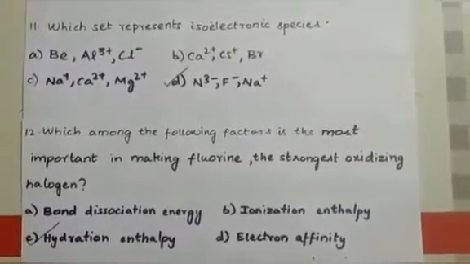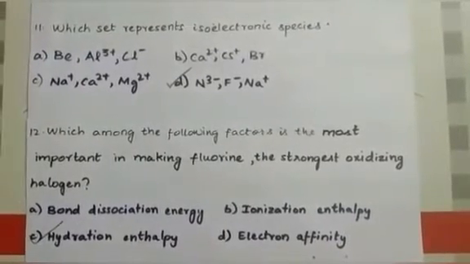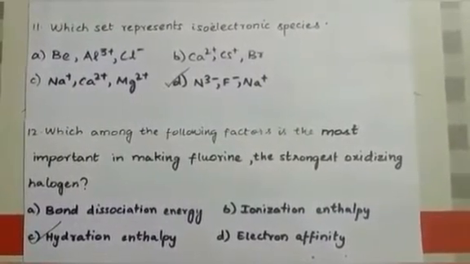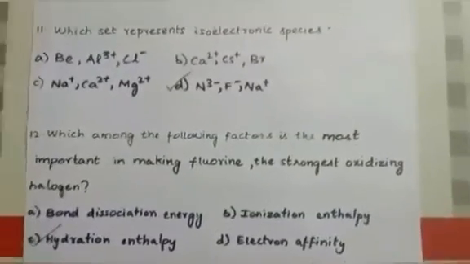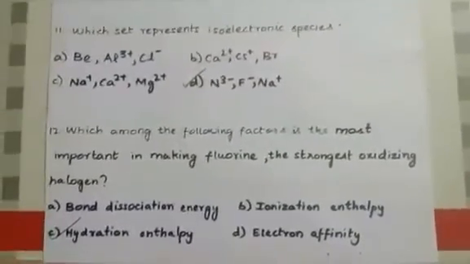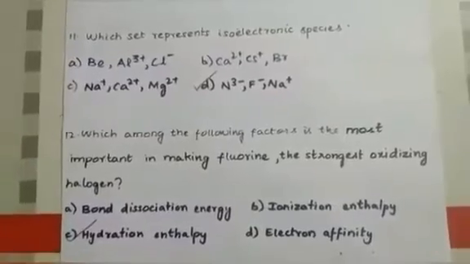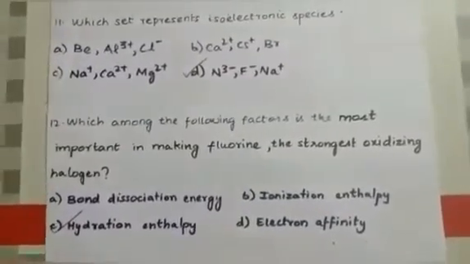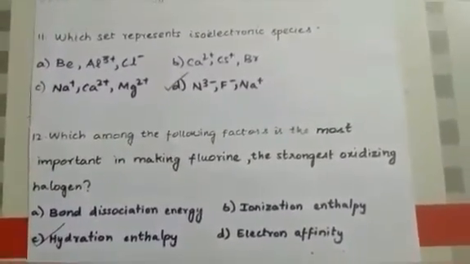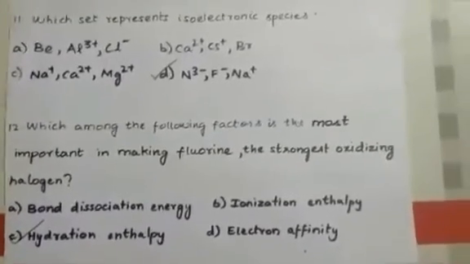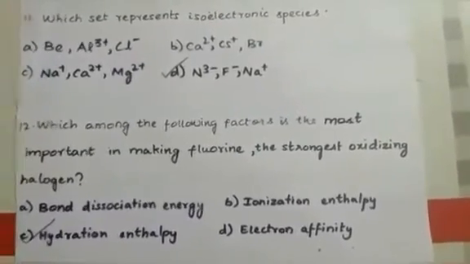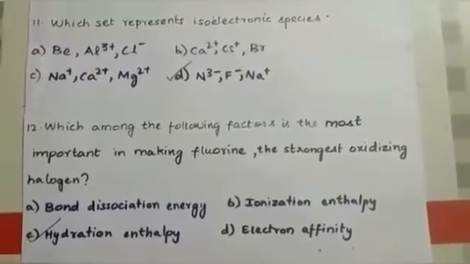The 12th question is, which among the following factors is the most important in making fluorine the strongest oxidizing agent? The options are A. Bond dissociation energy, B. Ionization enthalpy, C. Hydration enthalpy, and D. Electron affinity. The correct answer is C.